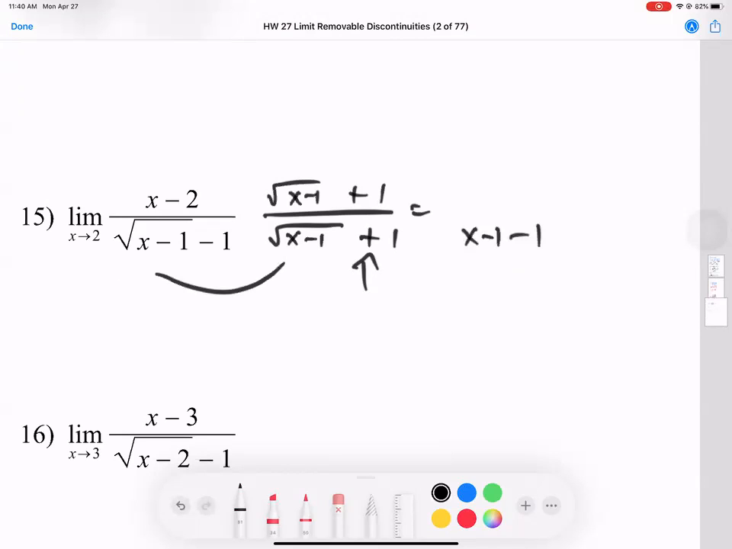How did I do that so quickly? The square root becomes x minus 1. There's no middle term. So we just multiply the backside. Negative 1 times 1 is negative 1.